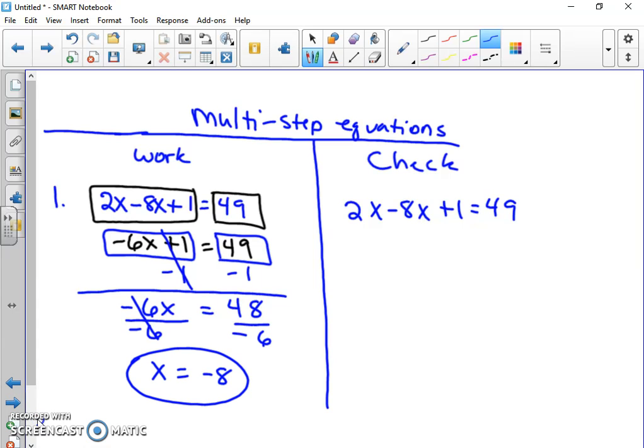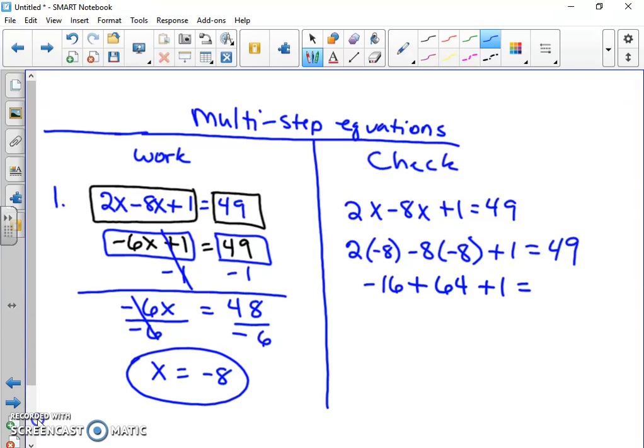All right, so negative 8, we're saying if we take negative 8 and substitute it in, it's going to balance. So 2 times negative 8 minus 8 times negative 8 plus 1. And this is why we were telling you to check with those 1 and 2 step equations, because it's easier, and now all we do is substitute in. All right, so 2 times negative 8 is negative 16. Negative 8 times negative 8 is a positive 64, plus 1 equals 49.